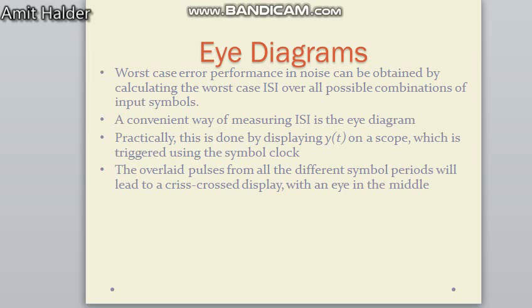Now let's go to the eye diagrams. What are eye diagrams? The worst case error performance in noise can be obtained by calculating the worst case ISI over all possible combinations of input symbols. A convenient way of measuring ISI is the eye diagram. Practically this is done by displaying the signal on a scope, which is triggered using the symbol clock. So there is a symbol clock there. Overlaid pulses from the different symbol periods will lead to a crisscross display with an eye in the middle. So that's the eye diagram.